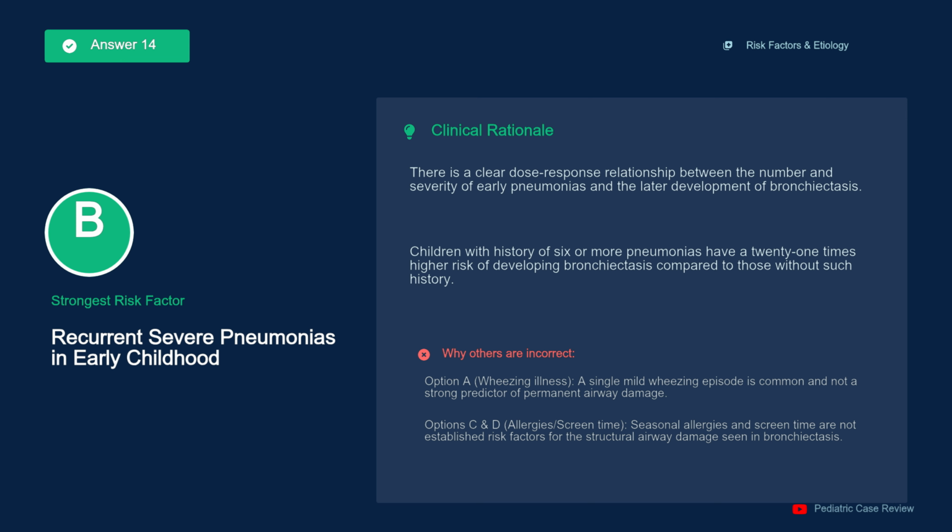Early childhood represents a critical window when lungs are developing and particularly vulnerable to injury. Options A, C, and D are not established risk factors for bronchiectasis. Single mild illness does not cause chronic damage. Allergies and screen time lack association with structural lung disease. Prevention through vaccination, early pneumonia treatment, and addressing social determinants of health is crucial.